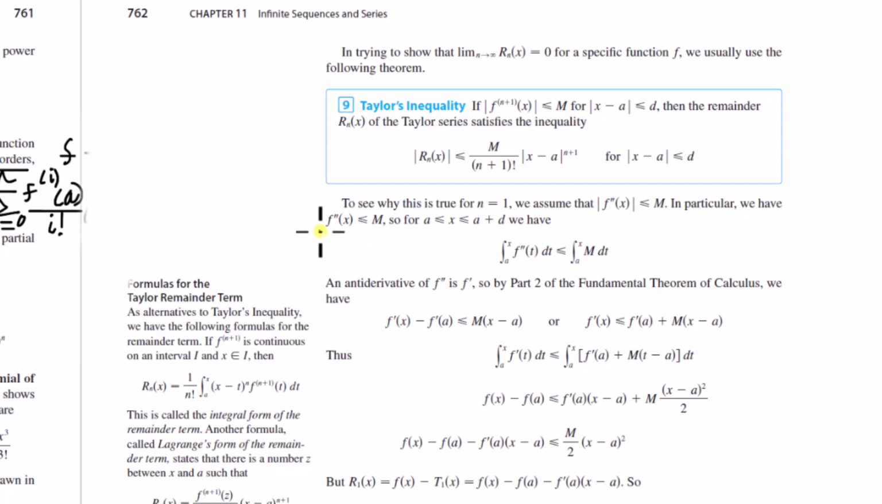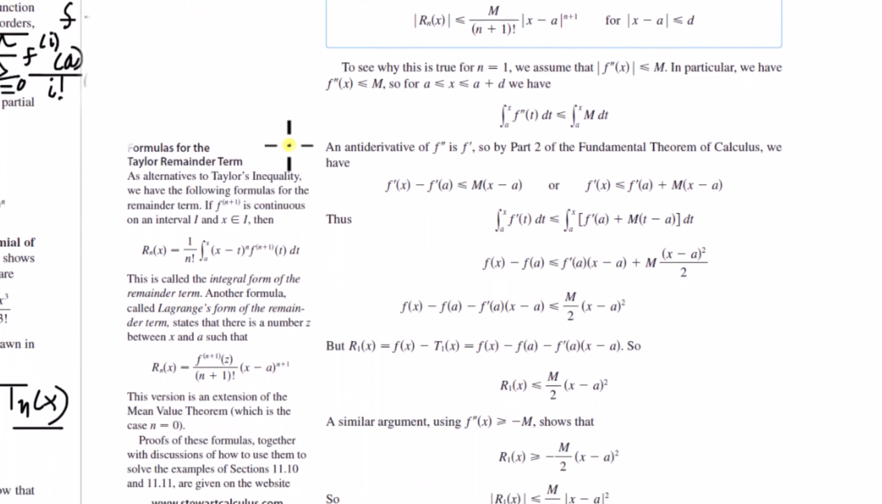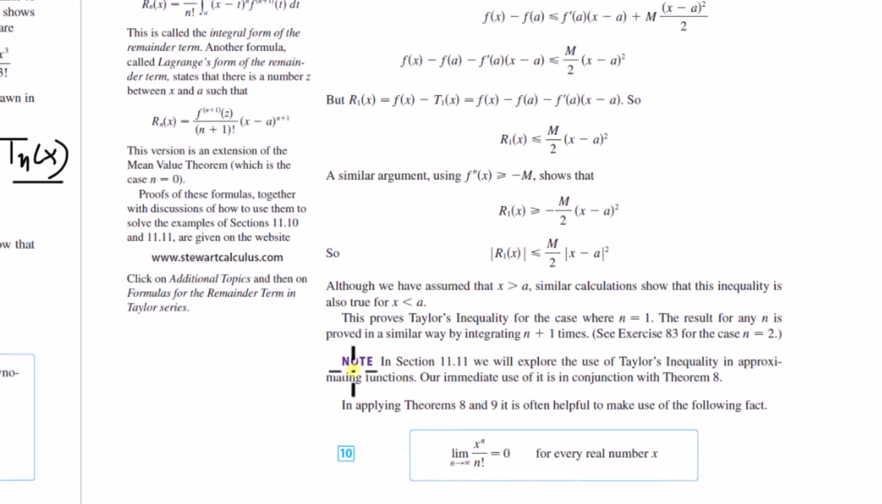Okay. So they give a proof of Taylor's inequality here. We're not going to go through this. They note here that in the next section, we're going to be using Taylor's inequality for error estimations on Taylor polynomials. But right now, we're using it for a different purpose. So now we're going to apply the R sub n estimation to actually prove that a function is equal to its Taylor series. So we're going to take the limit as n goes to infinity of the R sub n and show that that's equal to 0. So to do this, we want to make use of this limit here.